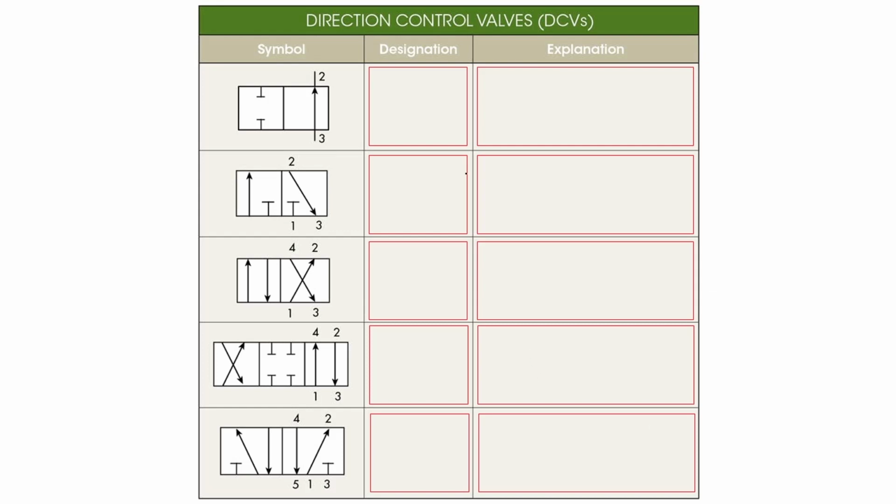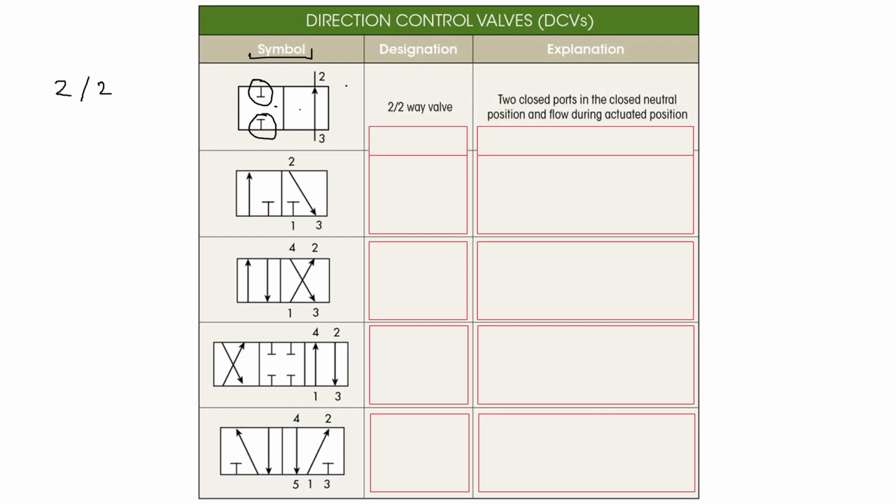Now let's do a little exercise together. I put little squares that will move and reveal how we note these directional control valves. But first, we'll count it together, okay? So this DCV right here, we have the symbol. So let's see the number of ports. Here we have 1, 2. We have 2 ports and 2 positions. So we write 2 ports / 2 positions. So 2 closed ports in the closed neutral position and flow during the actuated position, a 2/2-way valve.